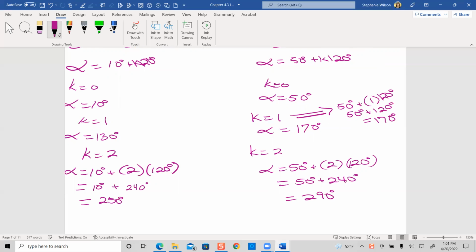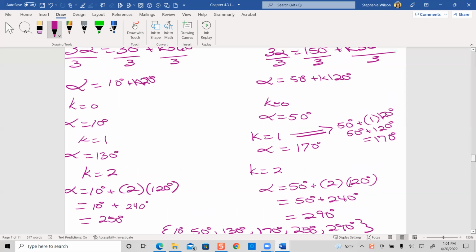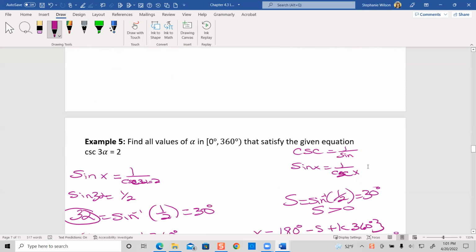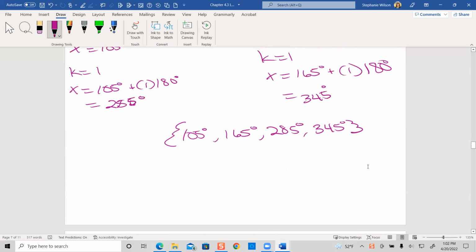So now we got some real values. We got 10 degrees, 50 degrees, 130 degrees, 170 degrees, 250 degrees, and 290 degrees. And those are some real values. So just take your time, don't get in a hurry. Just find the values that it gives you.